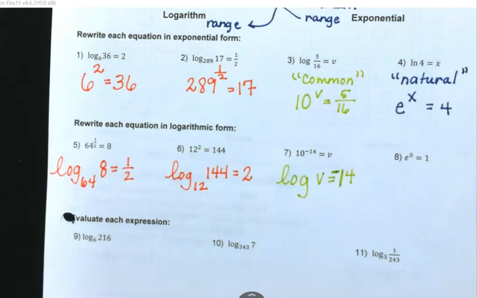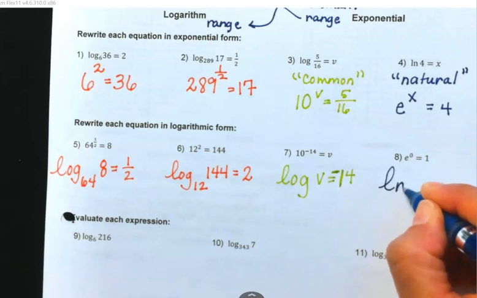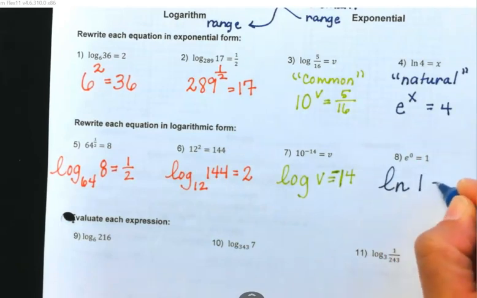Oh, here's your natural log. So we're not even writing the word log. We're writing ln. ln of 1 equals 0.